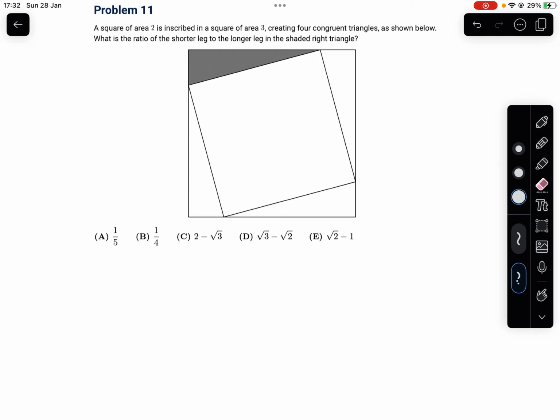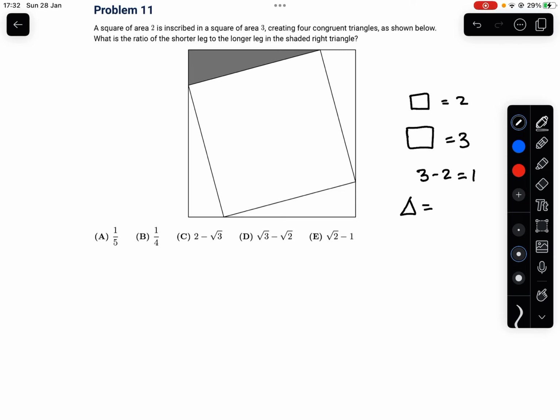Okay, so firstly, we know that the smaller square has an area of 2, and the bigger square has an area of 3, right? And then that means the area in between the big square and the small square is made up of the 4 triangles. The area in between is going to be 3 minus 2, which is 1. So each of the triangles is going to have an area of 1/4.